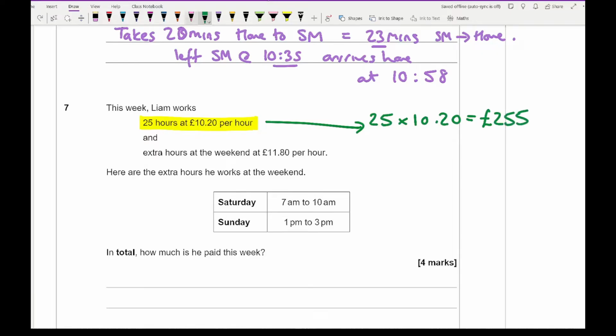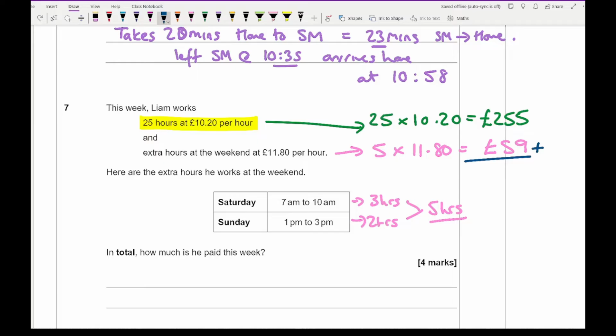Then for the overtime, looking at the hours, that's going to be 3 hours, that's going to be 2 hours, so a total of 5 hours overtime. So the overtime pay is going to be 5 lots of £11.80, which comes up to a value of £59. So all that's left for me to do is add those two amounts together, in which I get an answer of £314.